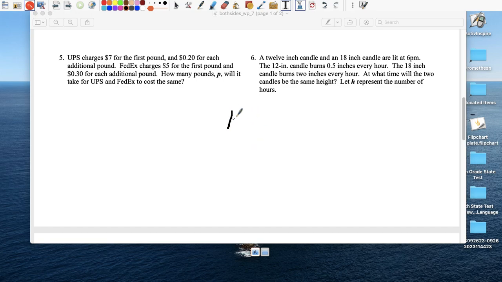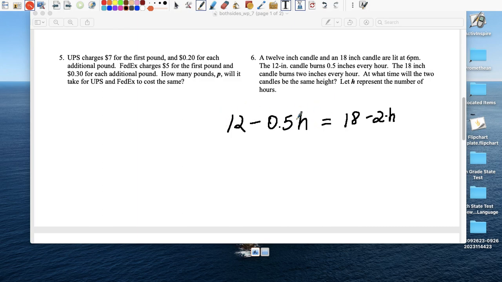A 12-inch candle and an 18-inch candle are lit at 6 p.m. The 12-inch candle starts at 12 and burns 0.5 inches per hour. The other one is 18 inches, but it burns 2 inches per hour, minus 2 inches per hour. At what time will they be at the same height? Well, that's what we're trying to figure out.